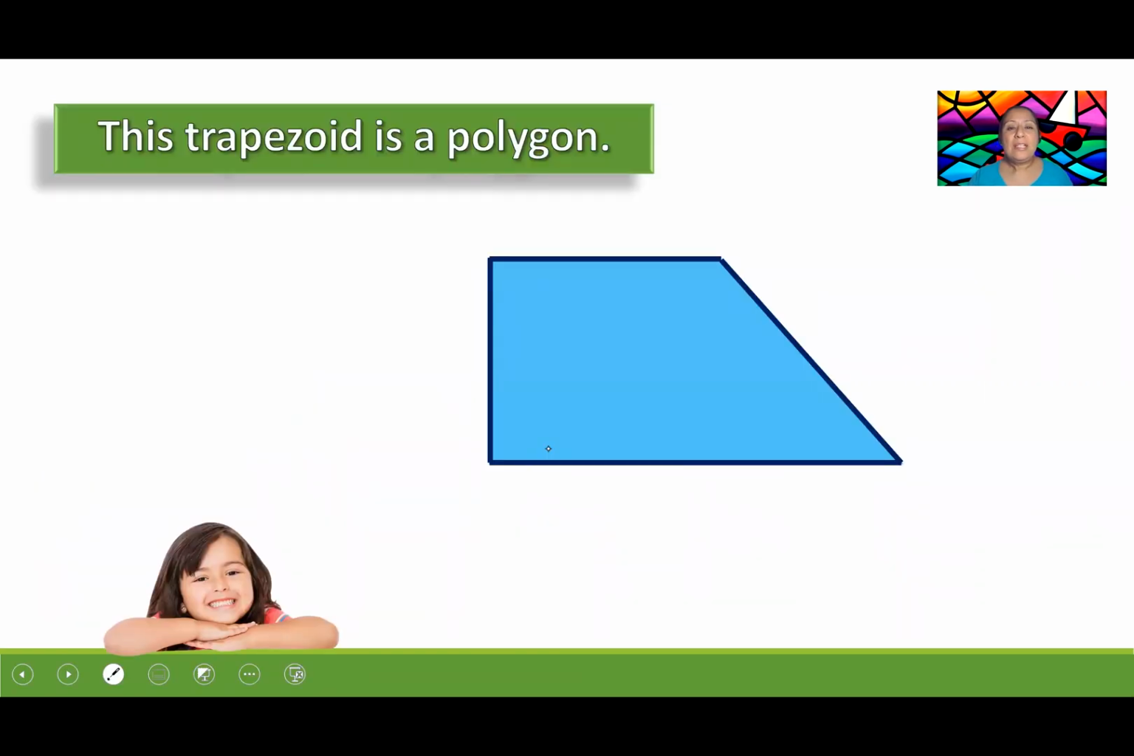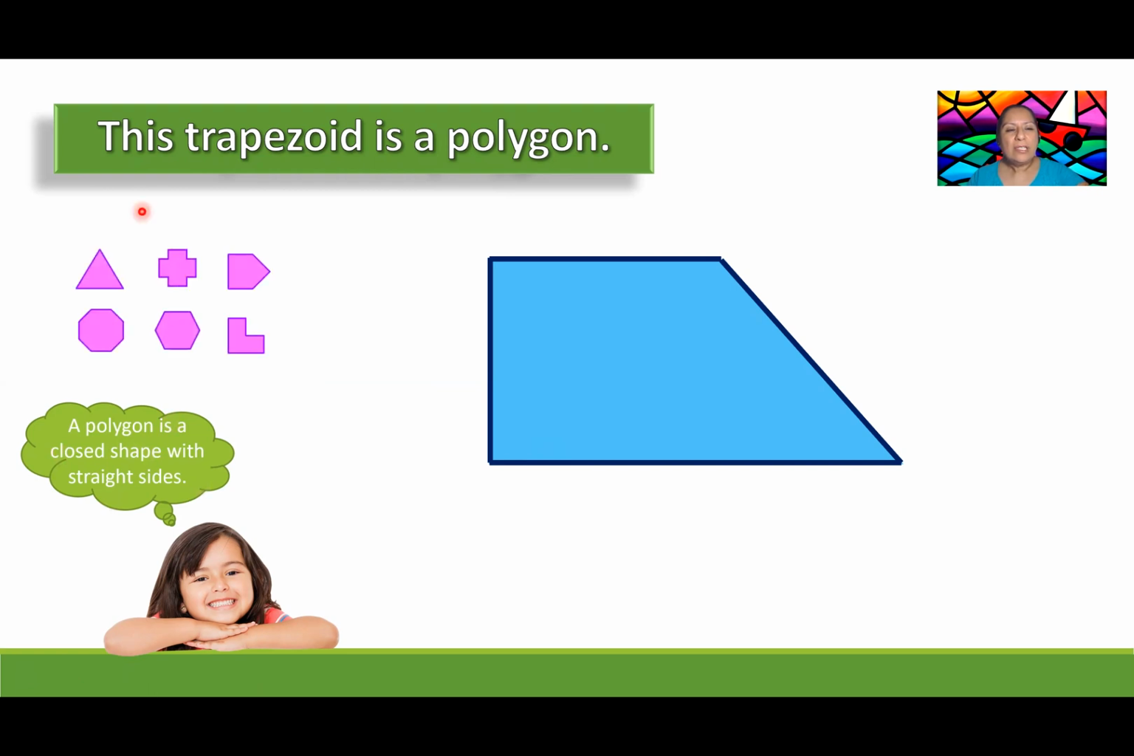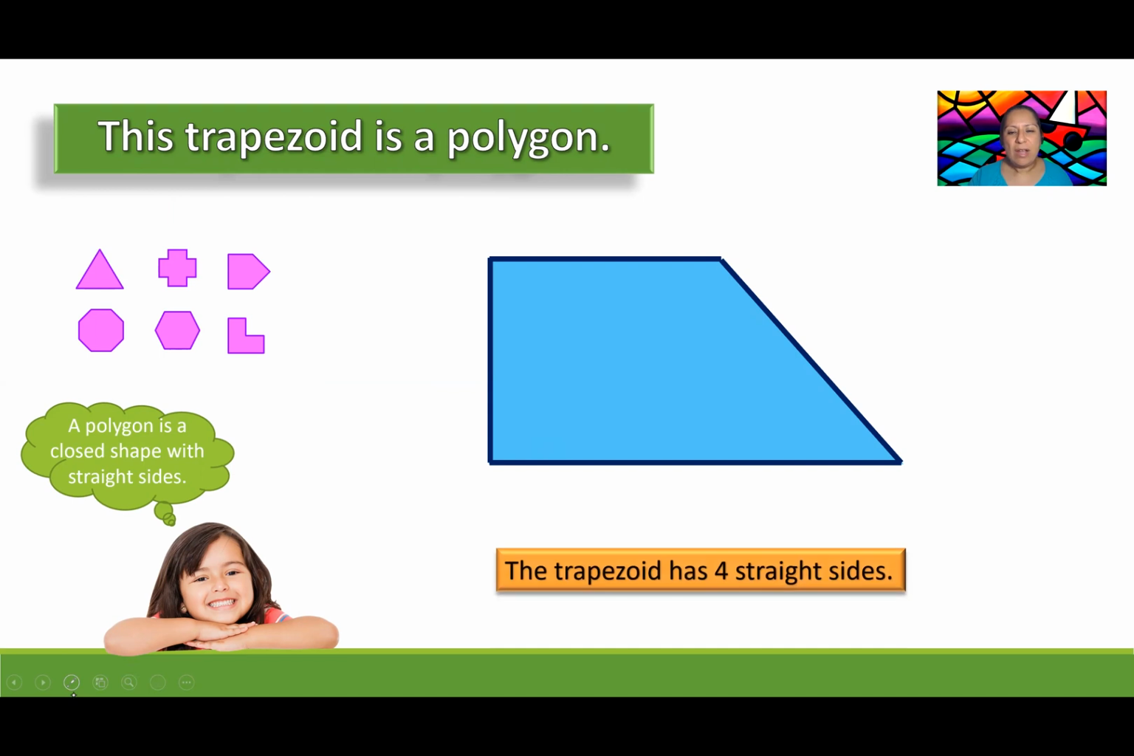So this trapezoid is a polygon. So what's a polygon? A polygon is a closed shape with straight sides. So if you notice, all these shapes are closed and have straight sides. That's why they're called polygons. So I can tell that this trapezoid has 4 straight sides, therefore it's a polygon. Let's count the sides. 1, 2, 3, and 4.